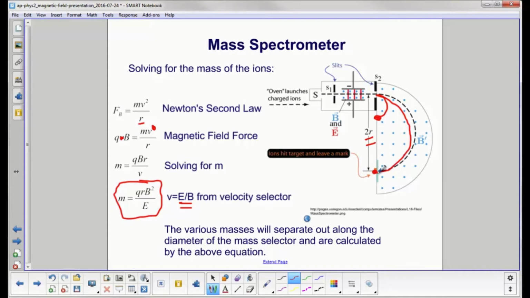And depending on how many hit here, you can find the relative percentage of those different masses for whatever sample you're analyzing. So, in summary, the various masses of the ions will separate out along the diameter of the mass selector and are calculated by this equation here.